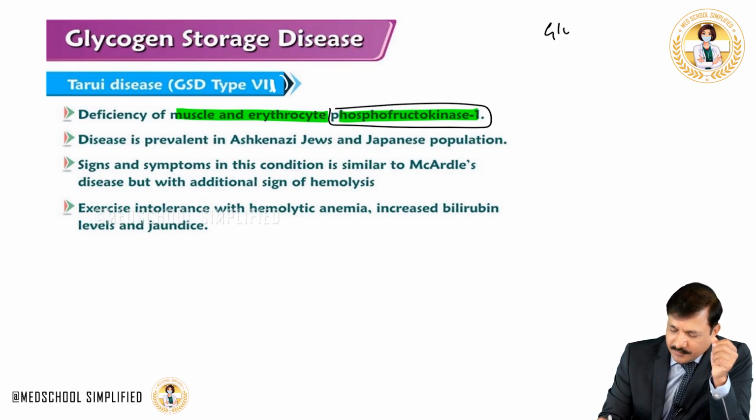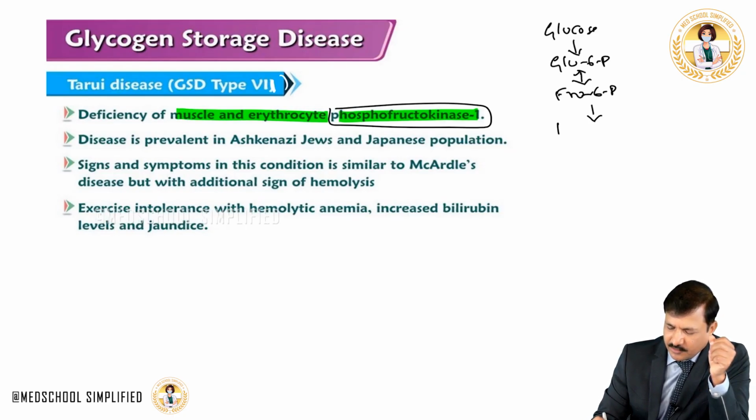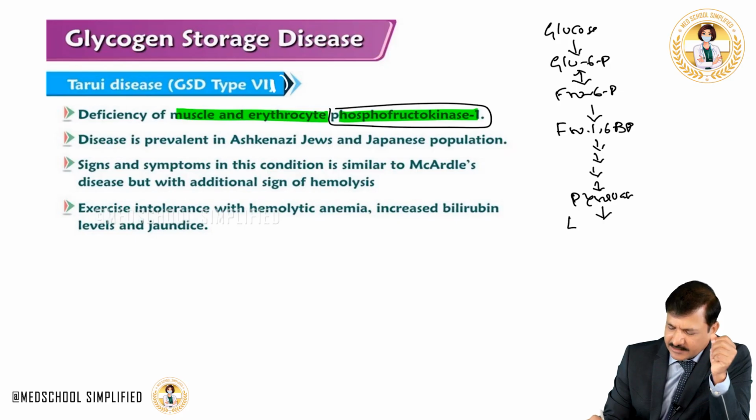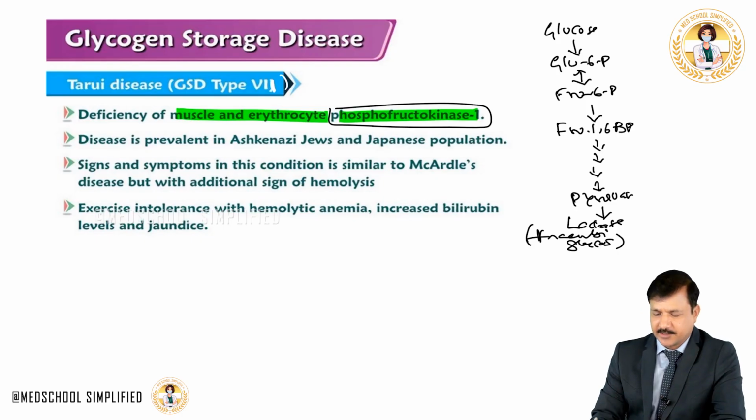So glucose undergoing glycolysis becomes glucose 6-phosphate, glucose 6-phosphate to fructose 6-phosphate, a reversible reaction, fructose 6-phosphate into fructose 1,6-BP, and that fructose 1,6-BP goes all the way down into pyruvate, and pyruvate into, say, lactate. That's anaerobic glycolysis. That's in the red blood cell. Since we have red blood cell involved here, I'll write anaerobic.